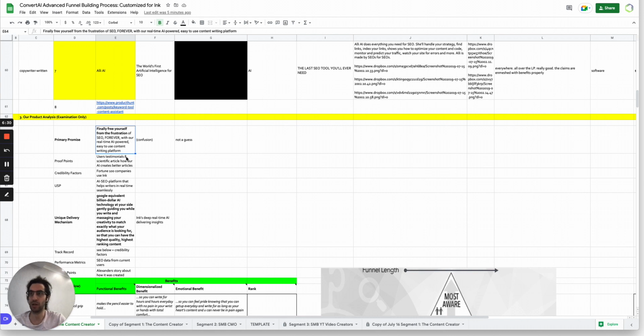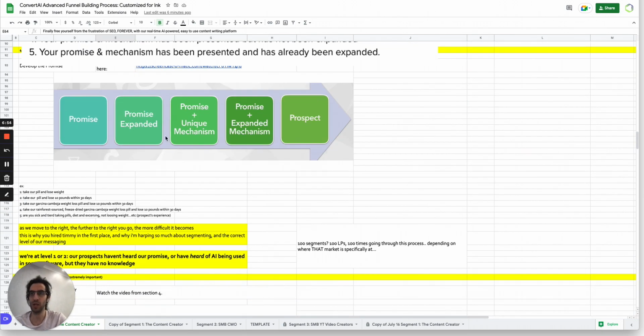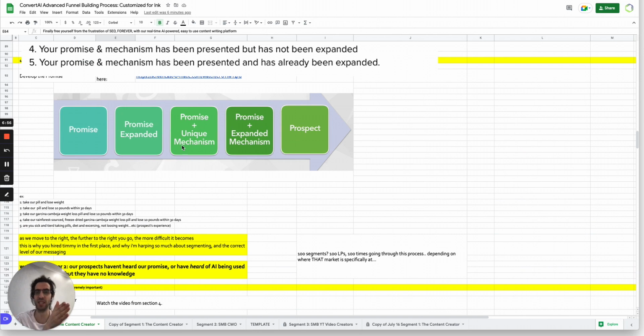Stay tuned for more of my tactics to understand what some of these concepts mean. It says, finally free yourself from the frustration of SEO forever with our real-time, AI-powered, easy-to-use content writing platform. This is the best promise compared to the competitors. It's an expanded promise, even though some of the other competitors are using an expanded promise. But that's why we used our unique mechanism also. So I went to stage 4.